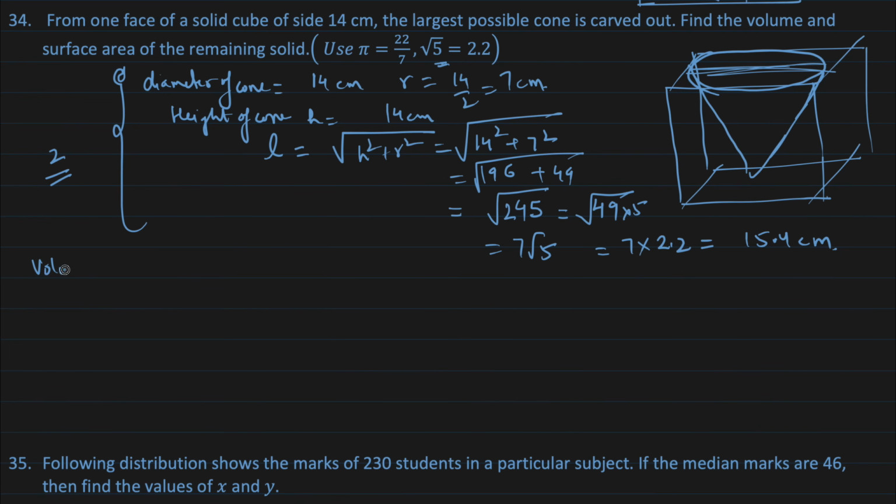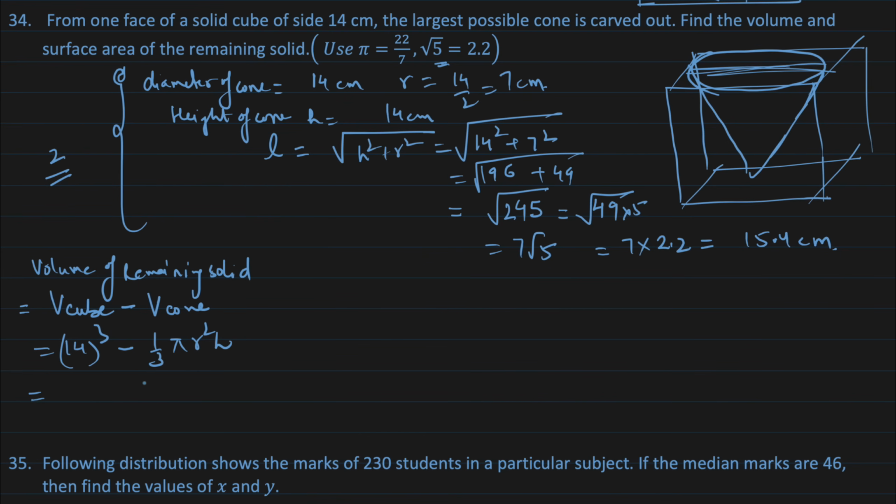So volume of remaining solid. Write this statement properly, students. So what is that? That is volume of cube minus volume of cone, right? So 14 cube minus 1 by 3 pi r square h. Put करते हैं values. 14 cube multiply करोगे, 14 square is 196, right?